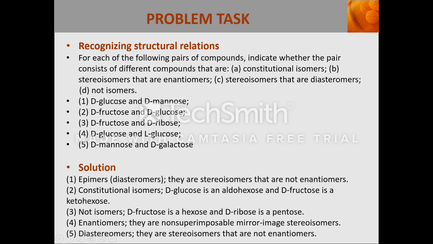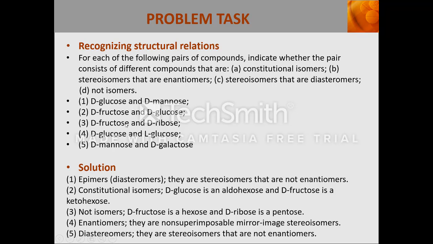For example, D-glucose and D-mannose are epimers. They differ from each other at only one stereocenter. The second one, D-fructose and D-glucose, are constitutional isomers. They belong to different classes of organic compounds. D-glucose is an aldohexose and D-fructose is a ketohexose.